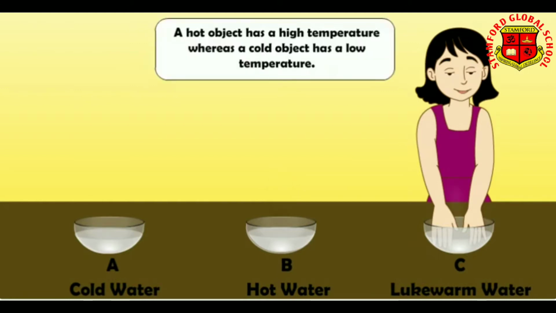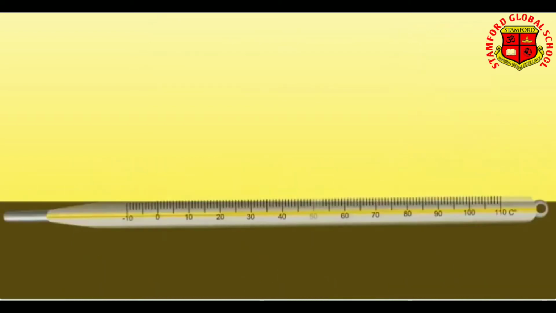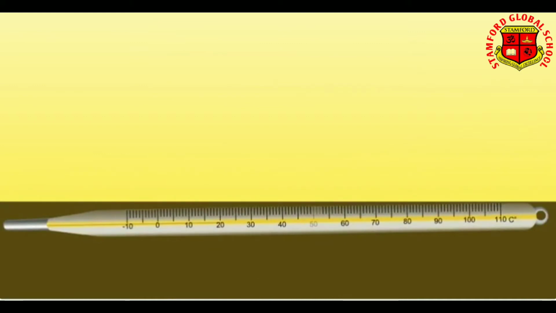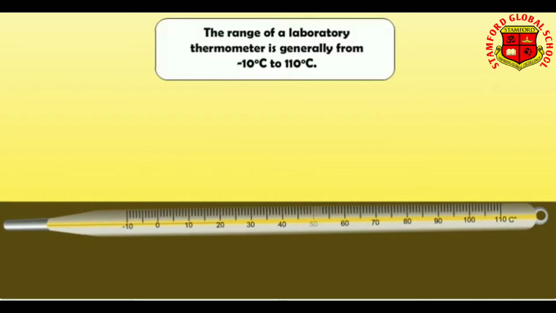A hot object has a high temperature, whereas a cold object has a low temperature. The temperature of an object is the degree of hotness or coldness of the object. Laboratory thermometer. A thermometer is a device for measuring the temperature of an object. The range of a laboratory thermometer is generally from -10 degrees Celsius to 110 degrees Celsius. A laboratory thermometer cannot be used to measure the human body temperature.